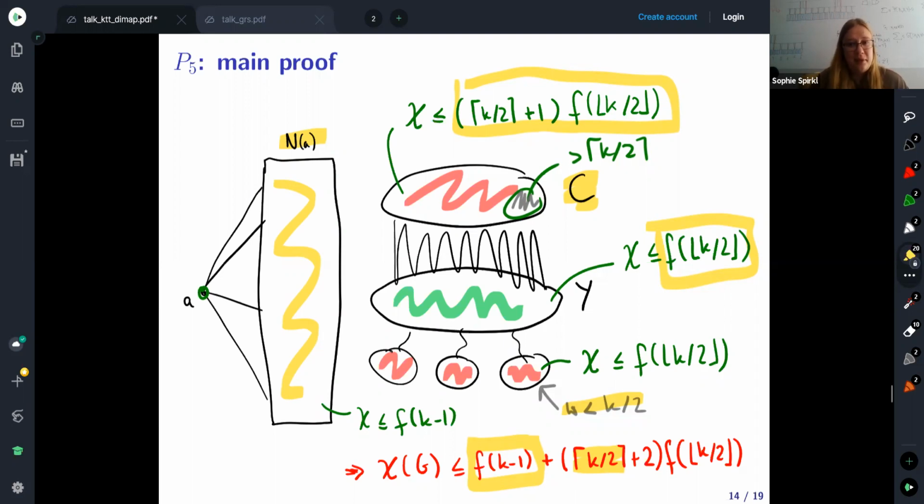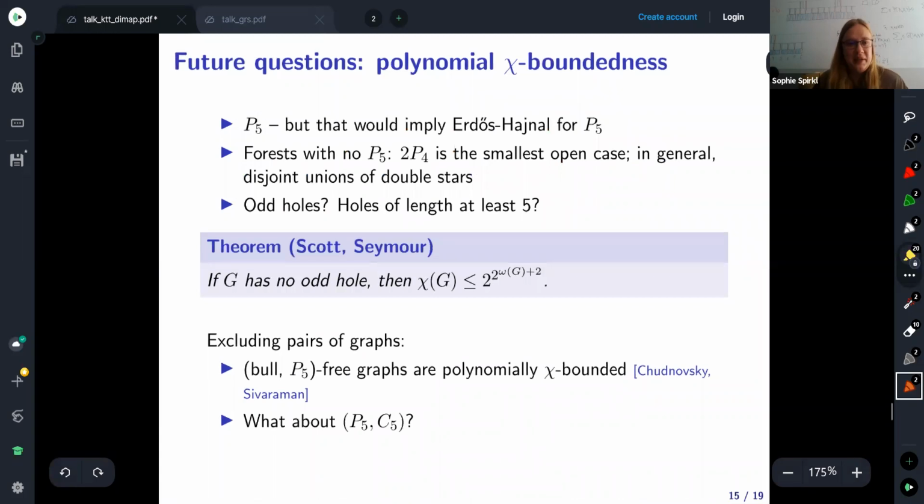So this is the P5 proof, and you've now made it through the proof part of the talk. So let me tell you some future questions that are interesting. Well, we would like to do P5, we don't know how. We would like to do forests with no P5, right? We know all trees with no P5, but we don't know all forests with no P5. And so in particular, 2P4, the disjoint union of two P4s, is the smallest open case.